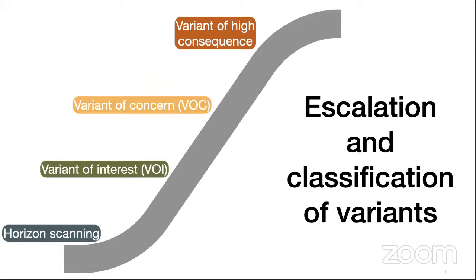lethality. And the final category is variant of high consequence. And we haven't seen yet any variant of high consequence. But if we think about a threshold of what that would mean, it is that there is clear evidence that control measures have significantly reduced effectiveness relative to other circulating variants.